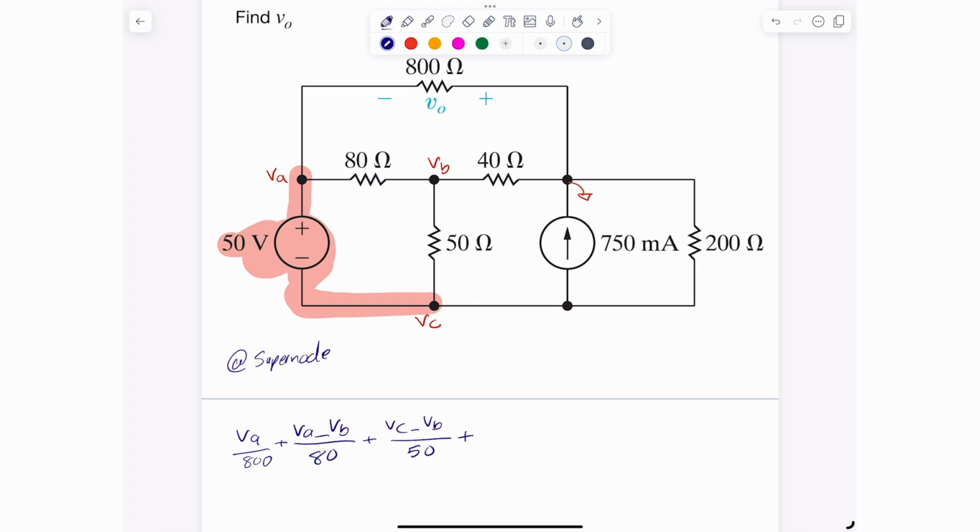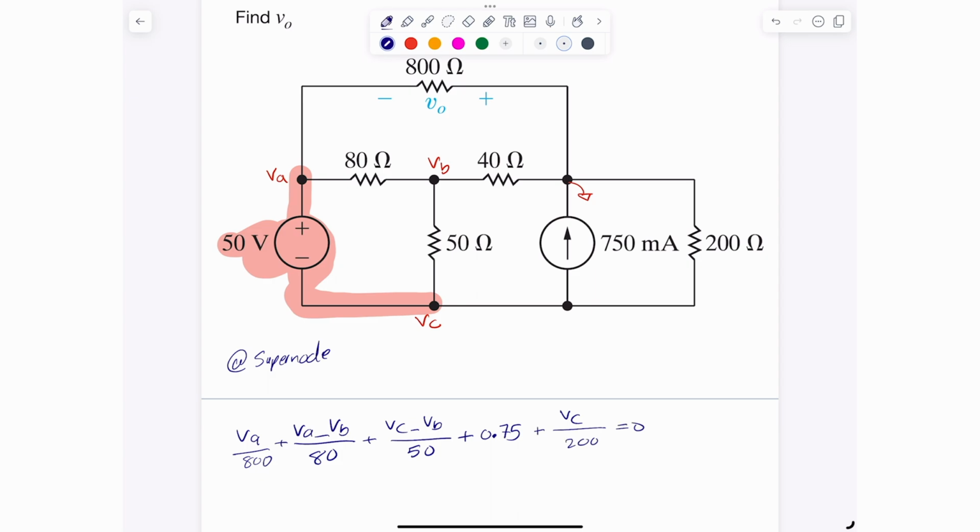And that basically is 0.75 amp, because remember everything is in amps, not milliamps. And then we have the last one in here. It's actually here, because remember this is all part of this node. So this is leaving, we got that, we got this, and then we have that. And that's simply plus VC minus 0 divided by 200. And that should be 0.